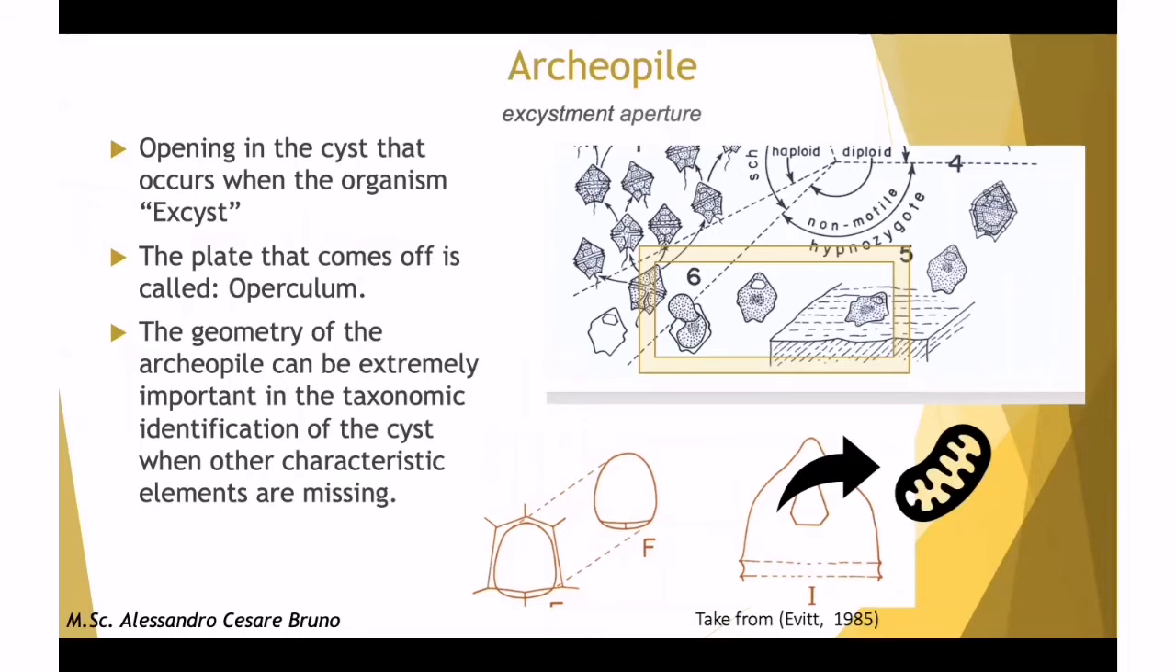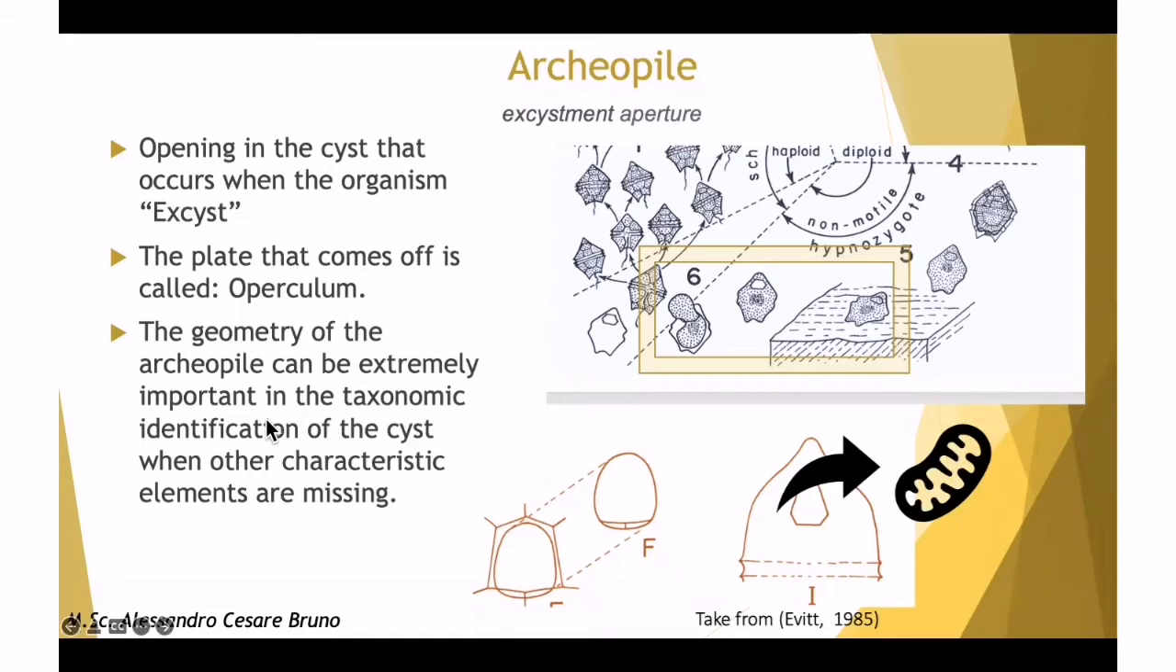And as I told you before, the dinoflagellates, after the cystment, after the deposition on the sea floor surface, exit from the cyst that they created, and they exit from an aperture that is found in the dinoflagellate cyst when you are observing it through a microscope. This aperture is called archaeopyle, the plate that comes off is called operculum, and the cavity is called archaeopyle.